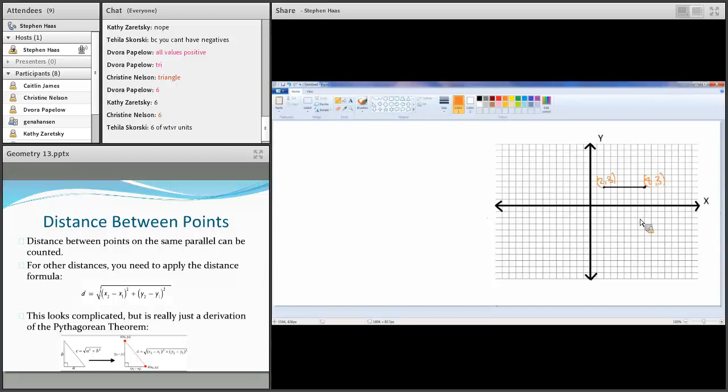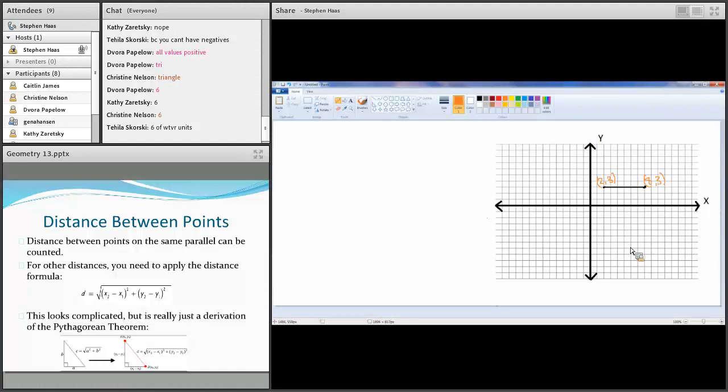Now, Tehila brings a good point. This is 6 of whatever units. We don't know what units these are in because we have not actually defined them. We can define them. If you were talking about distances, maybe you'd be talking about miles. If you're talking about election results, maybe you'd be talking about points. Whatever you're talking about, you can always make a determination of what your units are. And the units could be different for x values and y values.